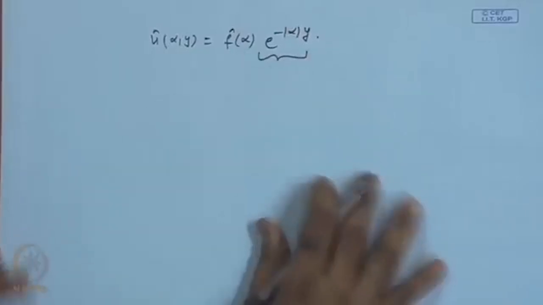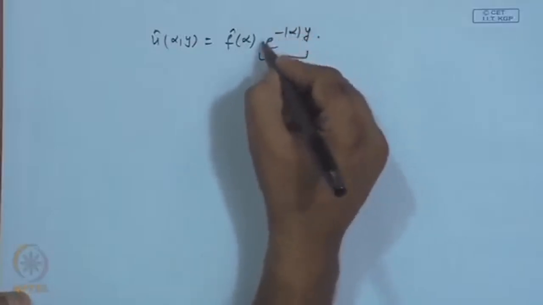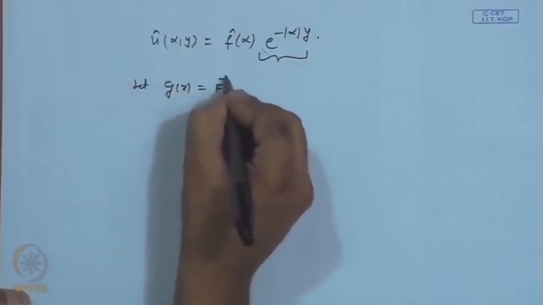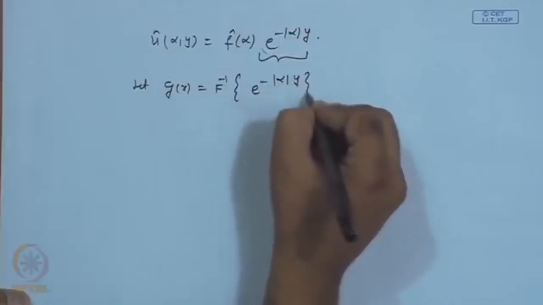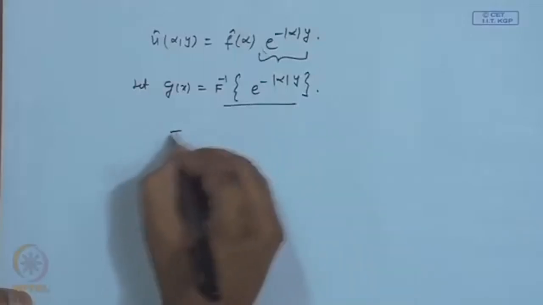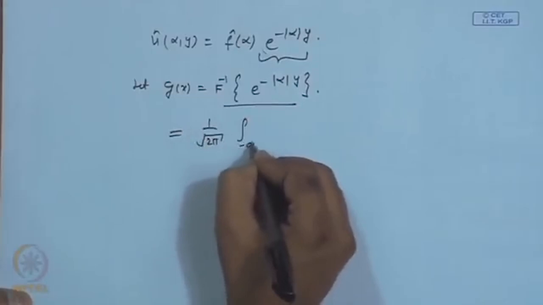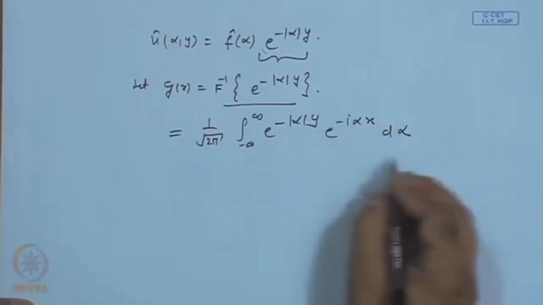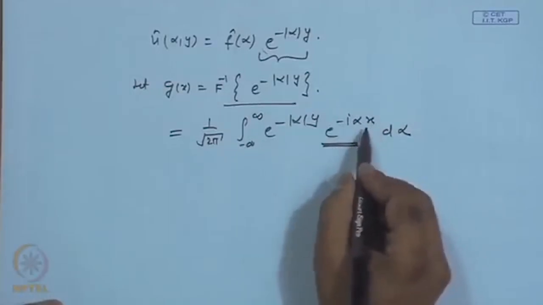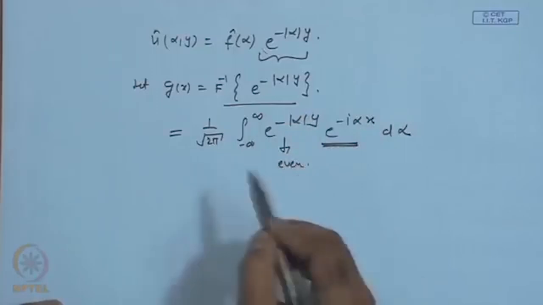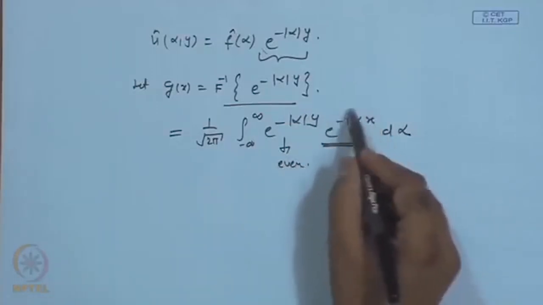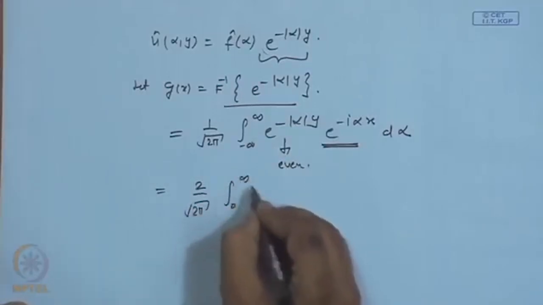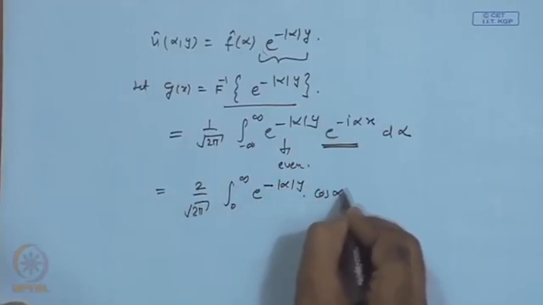And now we again apply the same trick, the convolution theorem, but we need the Fourier inverse of this function. So let g(x) be the Fourier inverse of e^{-alpha y}. As per the definition, 1 over square root 2 pi, integral from minus infinity to plus infinity of e^{-alpha y} e^{-i alpha x} d alpha, and then we write this as cos alpha x minus i sin alpha x. Since this is an even function, and cos is also an even function, while sine is odd, the symmetric integral of the sine part will be 0. So we have 2 times 1 over square root 2 pi, integral from 0 to infinity of e^{-alpha y} cos alpha x, will remain.